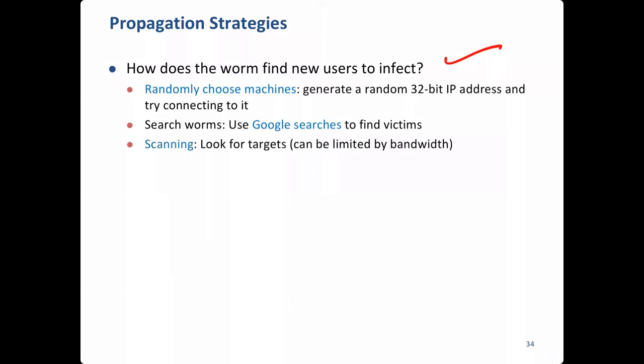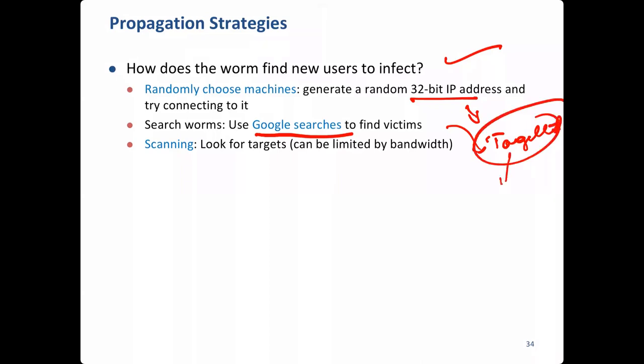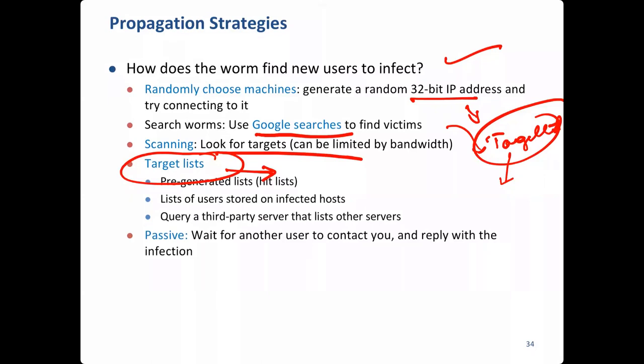For example, every machine has an IP address, right? And in IPv4, we have a 32-bit address. It will randomly generate combinations of 32-bit addresses, use randomly generated IP addresses, and try to connect to them. Or, if Google is installed on the machine, it will use Google searches to find victims. This could be a very targeted attack, right? It can say that IP addresses belonging to a particular part of the world, say North Korea, can be attacked. Or it can do scanning, looking for targets. And it can also have target lists along with itself, or supplied by the master or code writer.